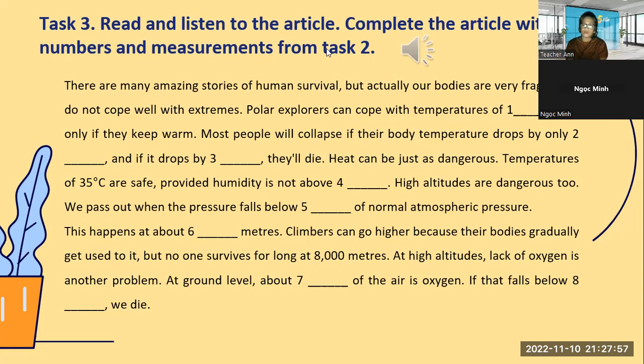High altitudes are dangerous too. We pass out when the pressure falls below 57% of normal atmospheric pressure. This happens at about 4,500 meters. Climbers can go higher because their bodies gradually get used to it. But no one survives for long at 8,000 meters. At high altitudes, lack of oxygen is another problem. At ground level, about a fifth of the air is oxygen. If that falls below a tenth, we die.